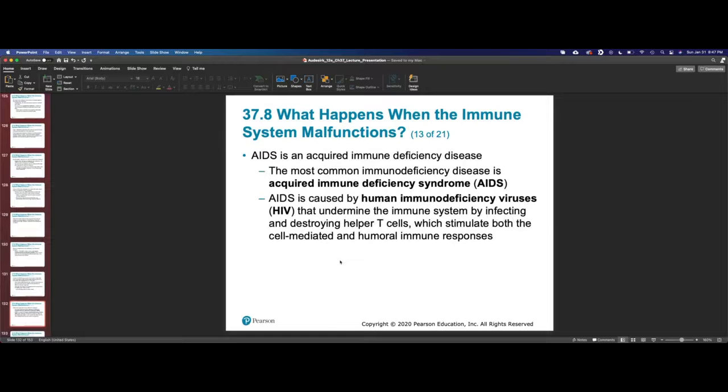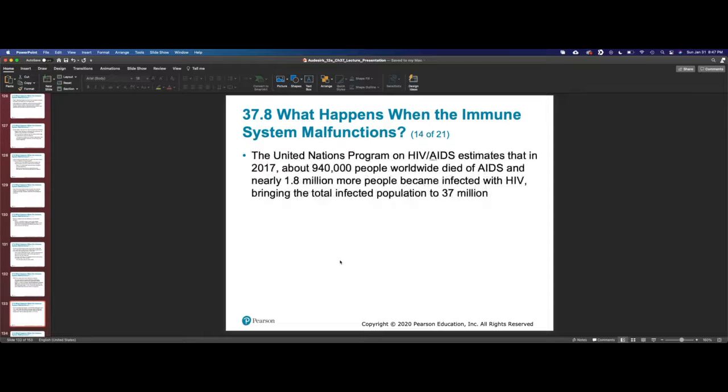And something acquired later on in life: acquired immunodeficiency syndrome, AIDS, caused by HIV, or the human immunodeficiency virus. And HIV mainly attacks helper T cells, which are needed to stimulate the antibody producing cells, the B cells, and the T cell equivalent, which deals with infections inside of cells.